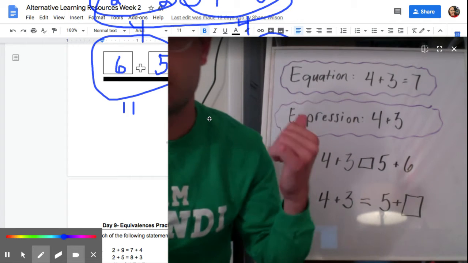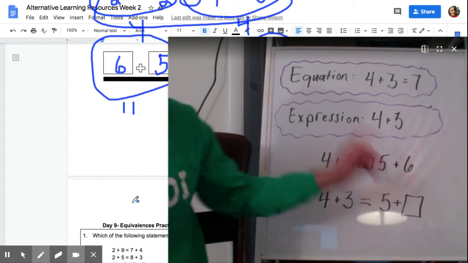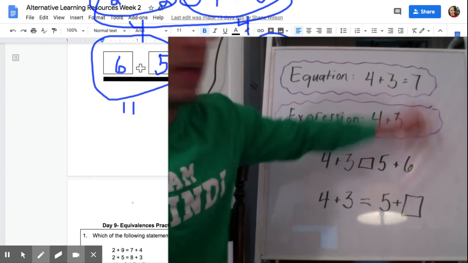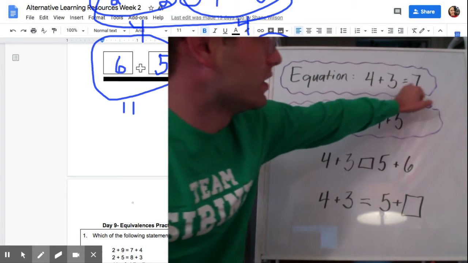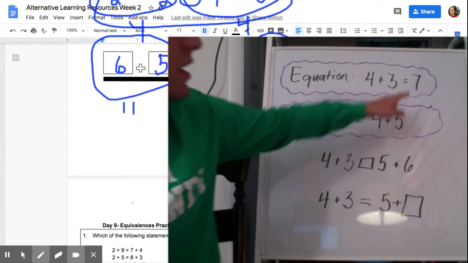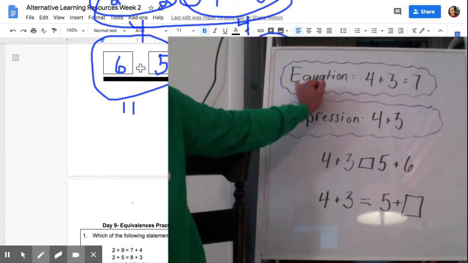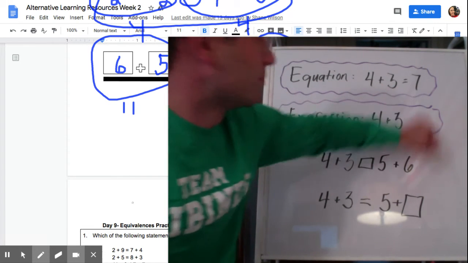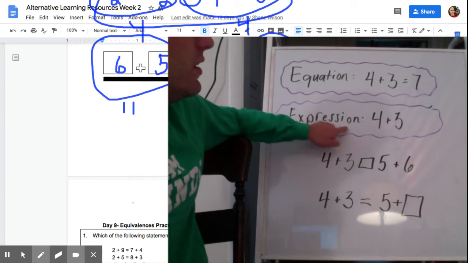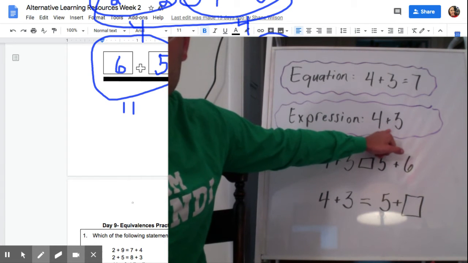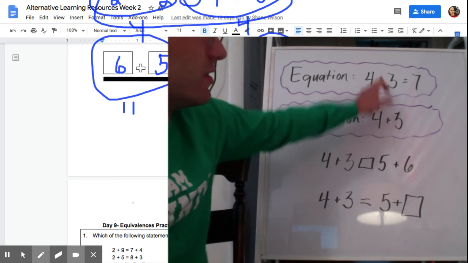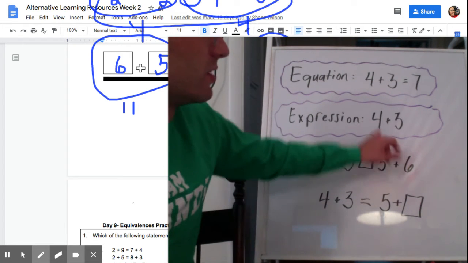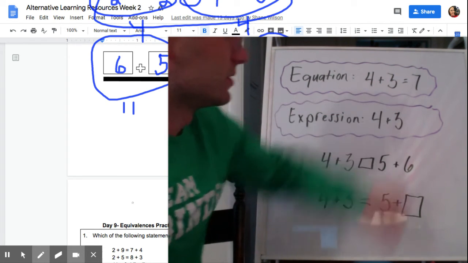So take a look at my board here. Again, an equation is the whole thing with the answer included, with the equal sign. 4 plus 3 equals 7. That's an equation. It equals something. But an expression basically just includes the first part or the last part, but it can't have both altogether, or else that would be an equation. So an expression would just be 4 plus 3.